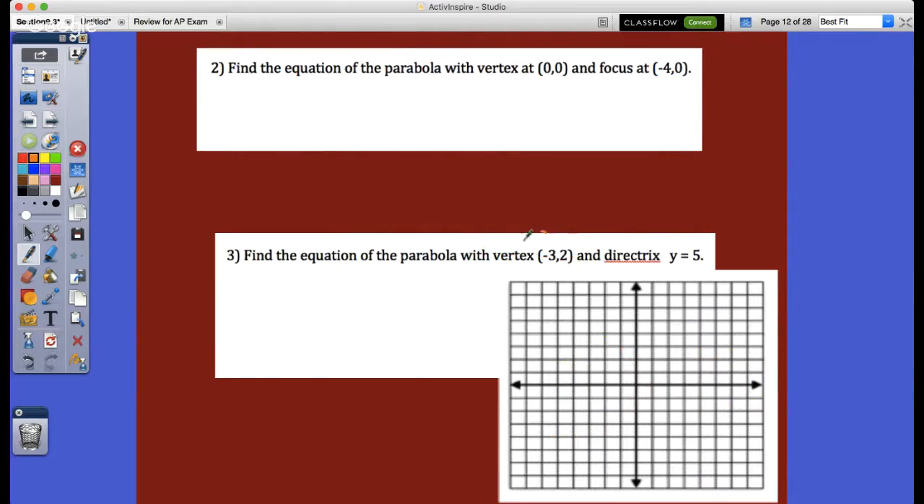Be careful, too. If I give you the vertex and directrix, remember the center is in between, okay? So the center's in between there, all right?